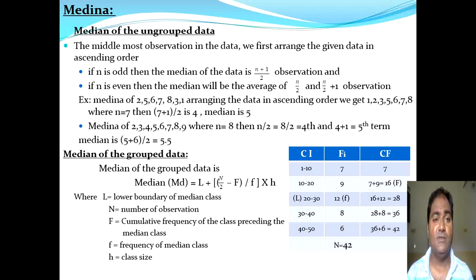In the previous session, we discussed what is mean, what is mode, the definition of statistics and other important terminologies. Now we are going to discuss the other measure of central tendency, that is median. So what is a median? In the median also we have two types: median of an ungrouped data and median of a grouped data.